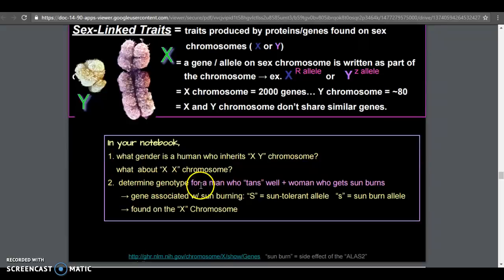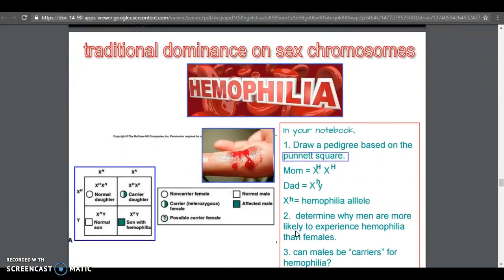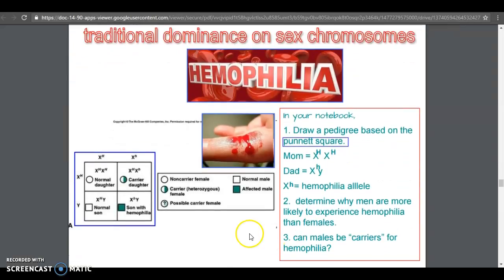It says determine genotype for a man who tans well plus woman who gets sunburns. And right here, it's saying that the trait for skin tanning is found on the X chromosome, and it gives you 2 possible alleles. And it's the traditional, 1 single dominant or a single recessive. And then we have here a wonderful link that should help us better understand the sunburn allele. All right, here's another example.